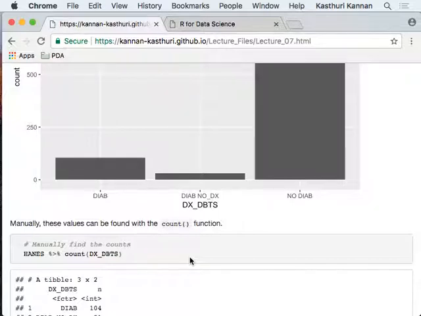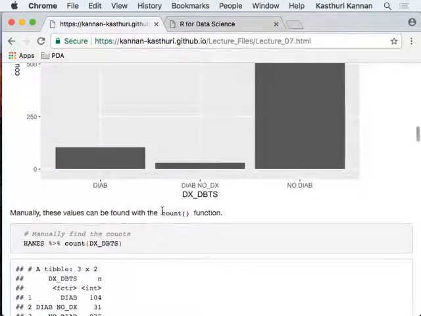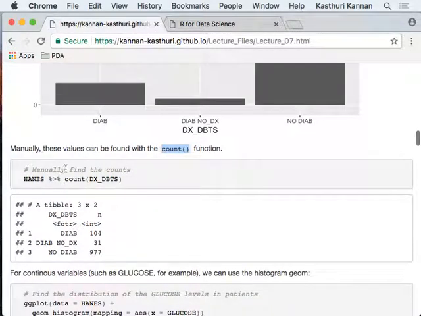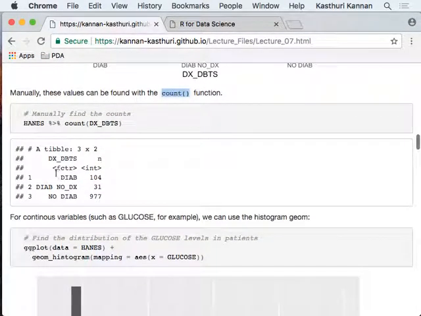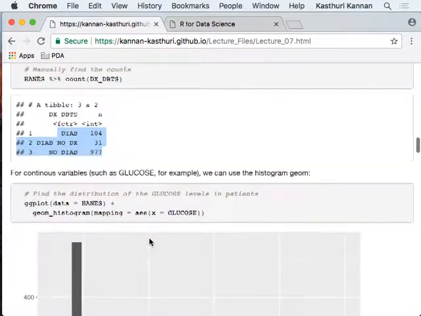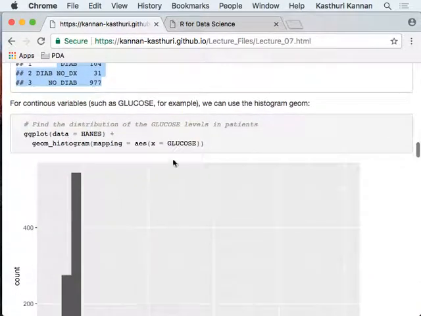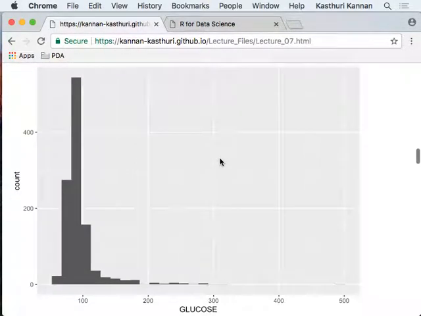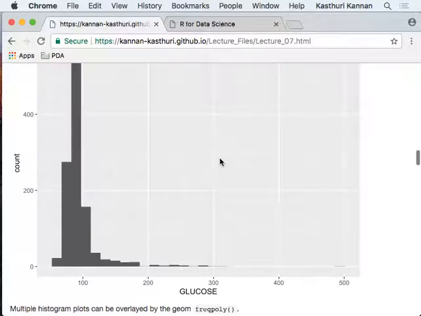And you can actually look at these values using what is known as the count function. You can manually find the counts: Haynes, count the people with diabetes, and it's going to immediately give us a table with the values in there, right? For continuous variables, you use a histogram. This histogram plots the continuous variables. So for instance, here I am plotting the glucose levels, right?